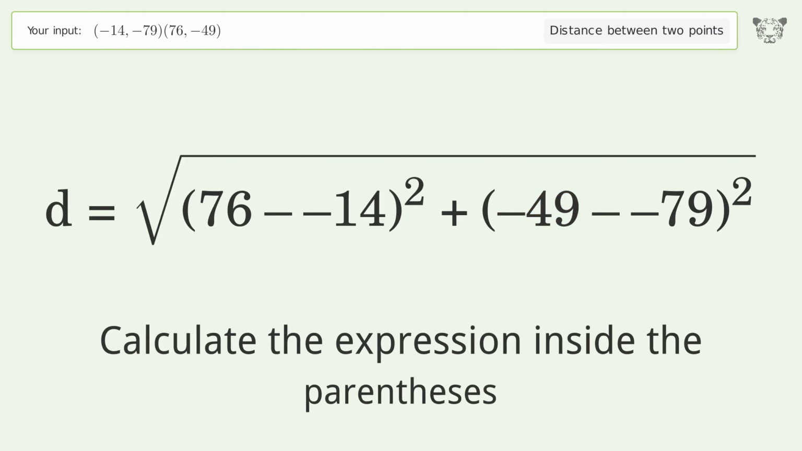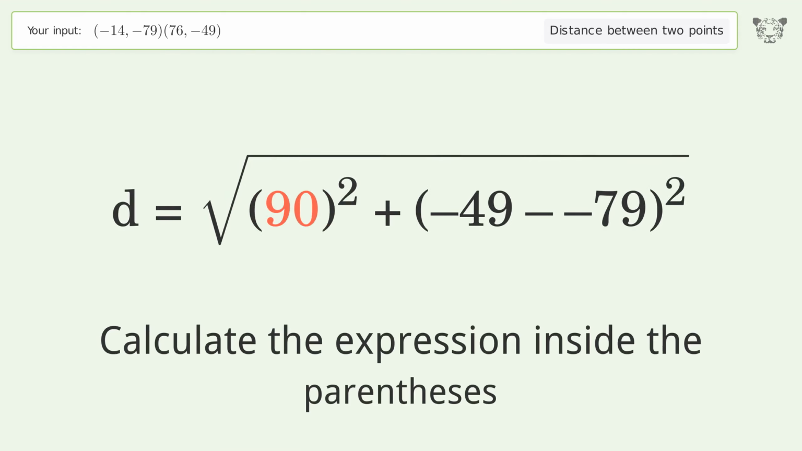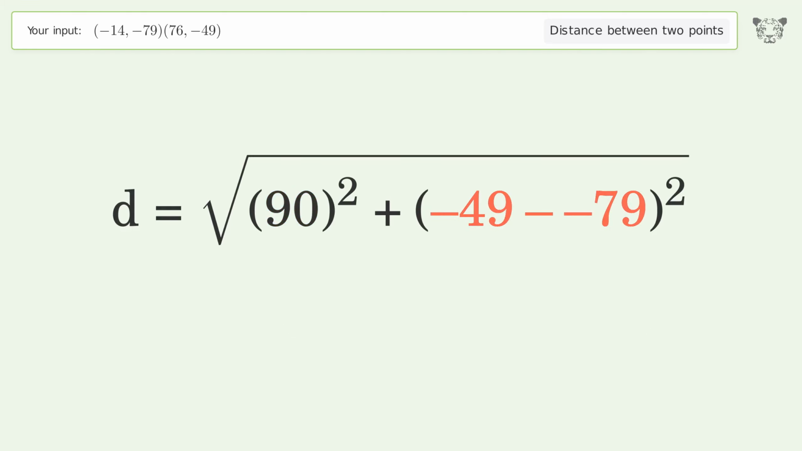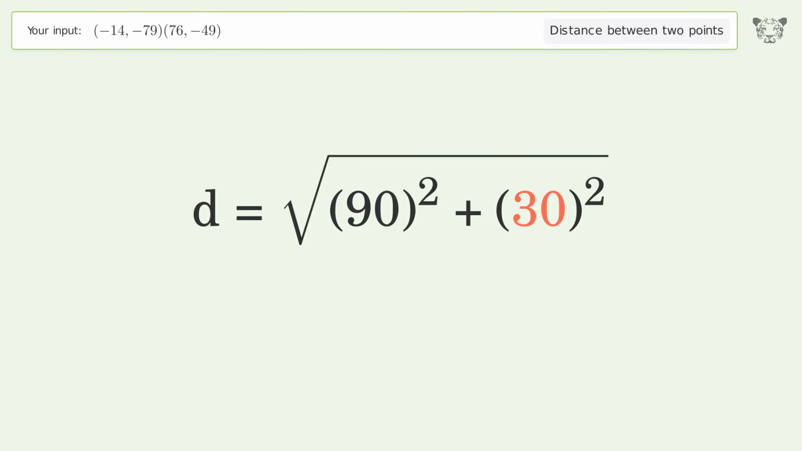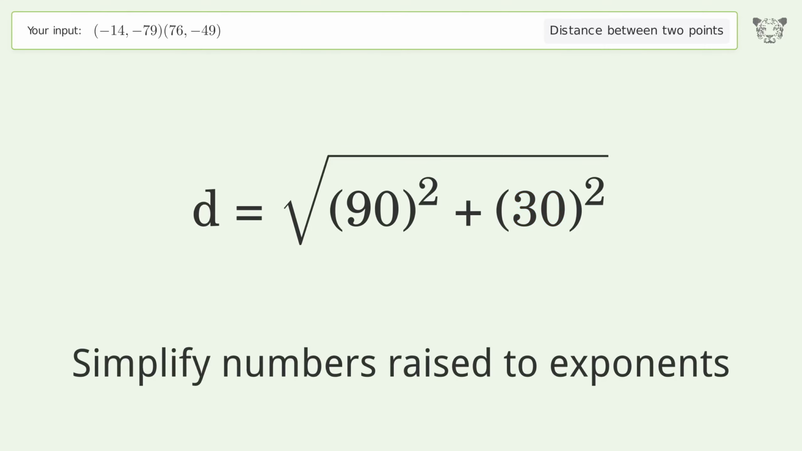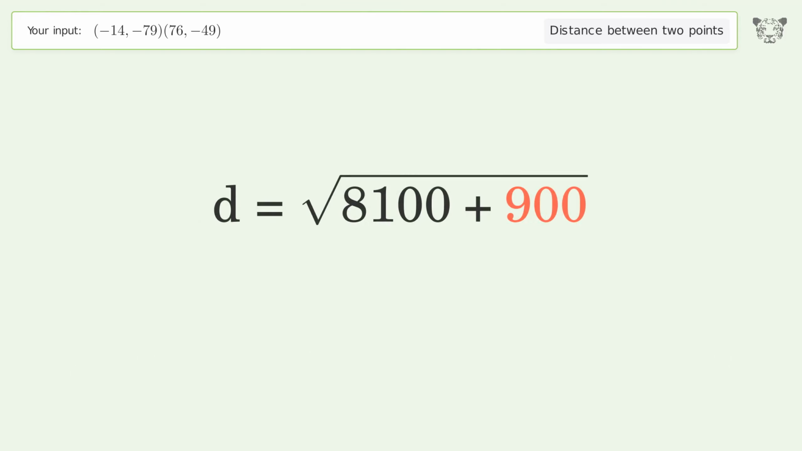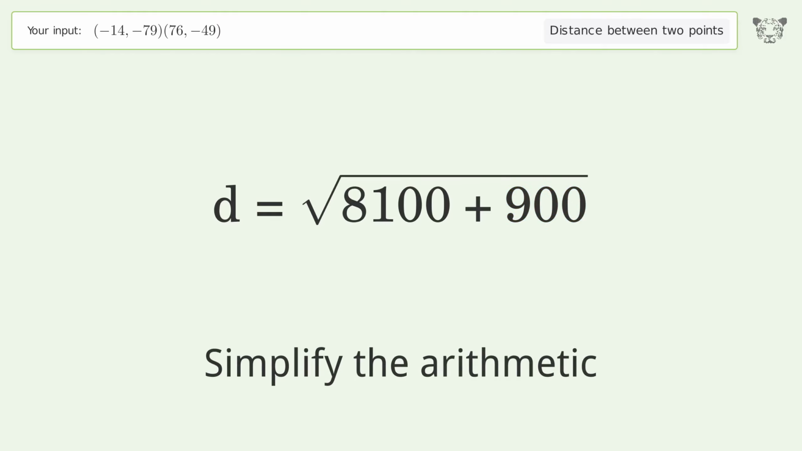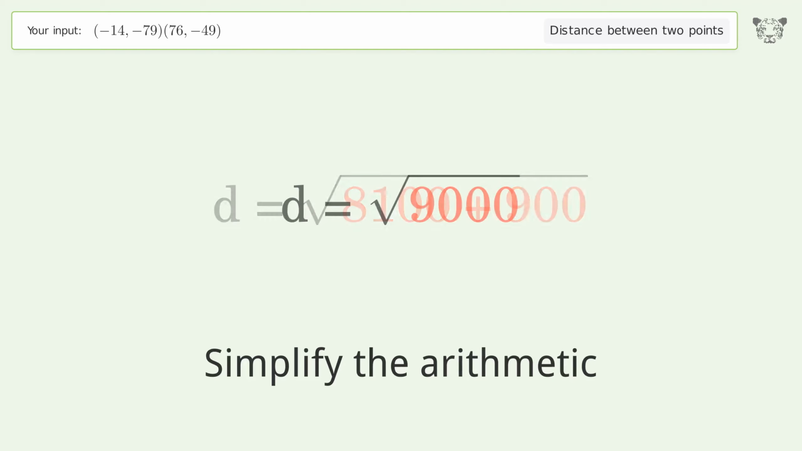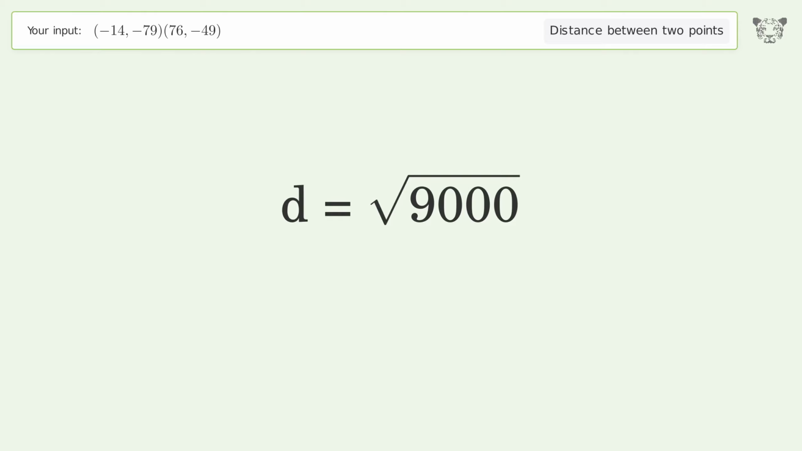Calculate the expression inside the parentheses. Simplify numbers raised to exponents. Simplify the arithmetic. And so the distance between the 2 points is the square root of 9,000 or 94.868.